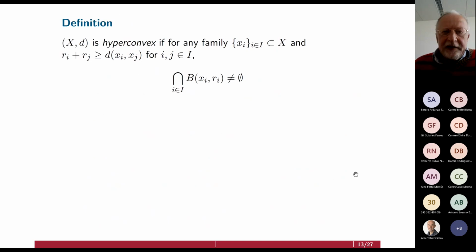So now, as I already indicated, we have this property for 3 points. Of course, we might ask, why don't we have it even for more than 3 points? And so this is a fundamental definition. The metric space X is called hyperconvex if we take any family of points and radii of balls centered at those points. Again, we require the necessary condition that for any pair of points, the sum of the radii of the balls is at least equal to the distance between those center points. And then we ask that the corresponding family of balls has a non-empty intersection.